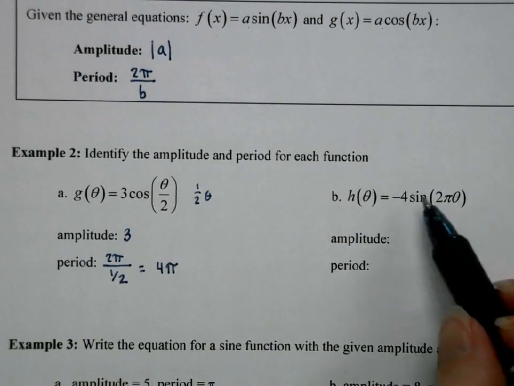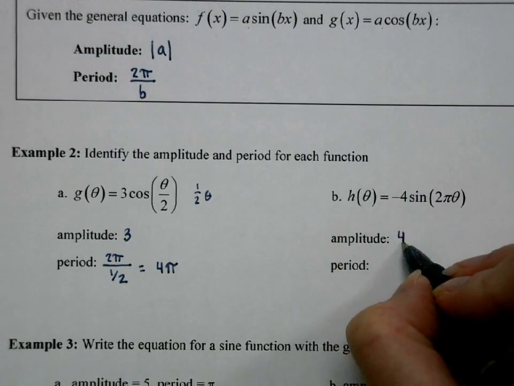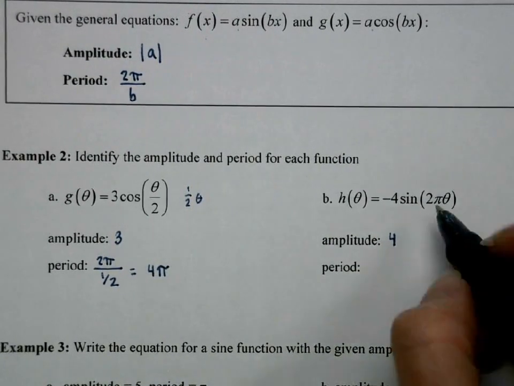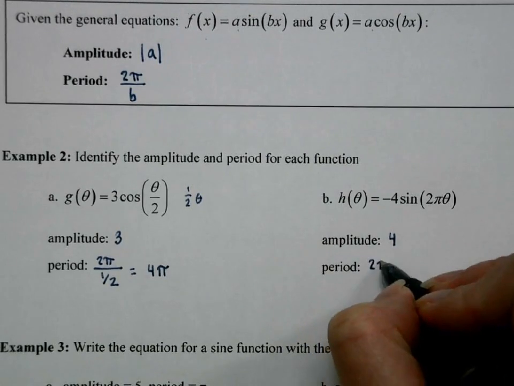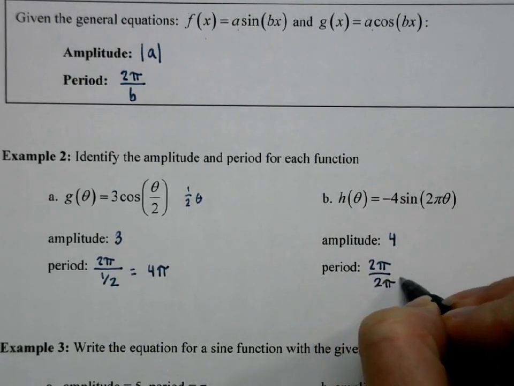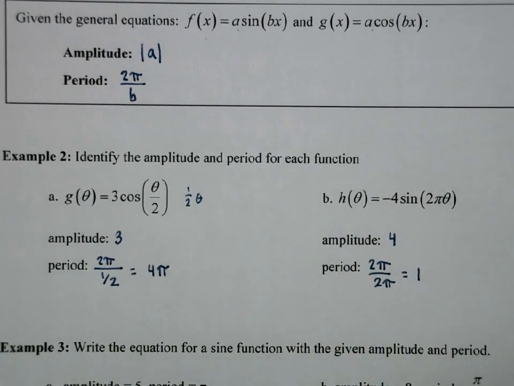Here, my amplitude is 4. It may be tempting to say -4, but amplitude is a distance. Our period is going to be 2 pi divided by our b, which is also 2 pi. So this graph is going to have a period of 1.